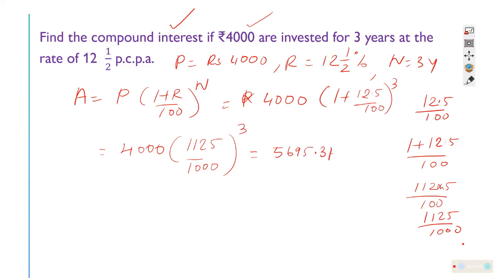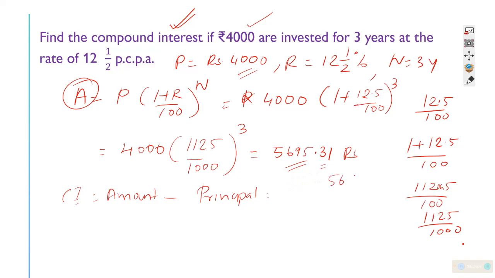5695.31 multiplication sab karne ke baad rupees as the amount. Amount mila, lekin humko pucha kya hai? Find the compound interest. So amount became 5695 rupees 31 paise. Originally it was 4000. So the interest will be equal to amount jo abhi mila hai minus original principal, which is 4000. So we will subtract it. 5695.31 minus 4000, so comparatively simple. It is equal to 1695 rupees 31 paise, unko mila hai compound interest ke form mein.